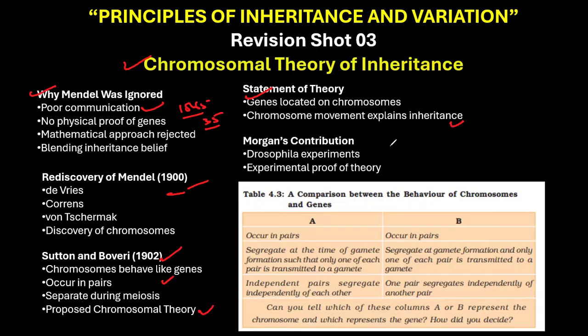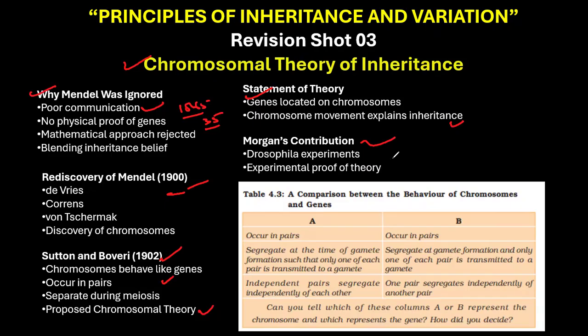Now, who gave the experimental proof of all this? It was Morgan. Thomas Hunt Morgan later proved the theory experimentally using Drosophila melanogaster, the fruit fly. Why did he use the fruit fly? This has been asked many times. Number one, a short life cycle, just 2 weeks. A large number of offspring were produced, it was easy to distinguish males and females, and many visible mutations were there.